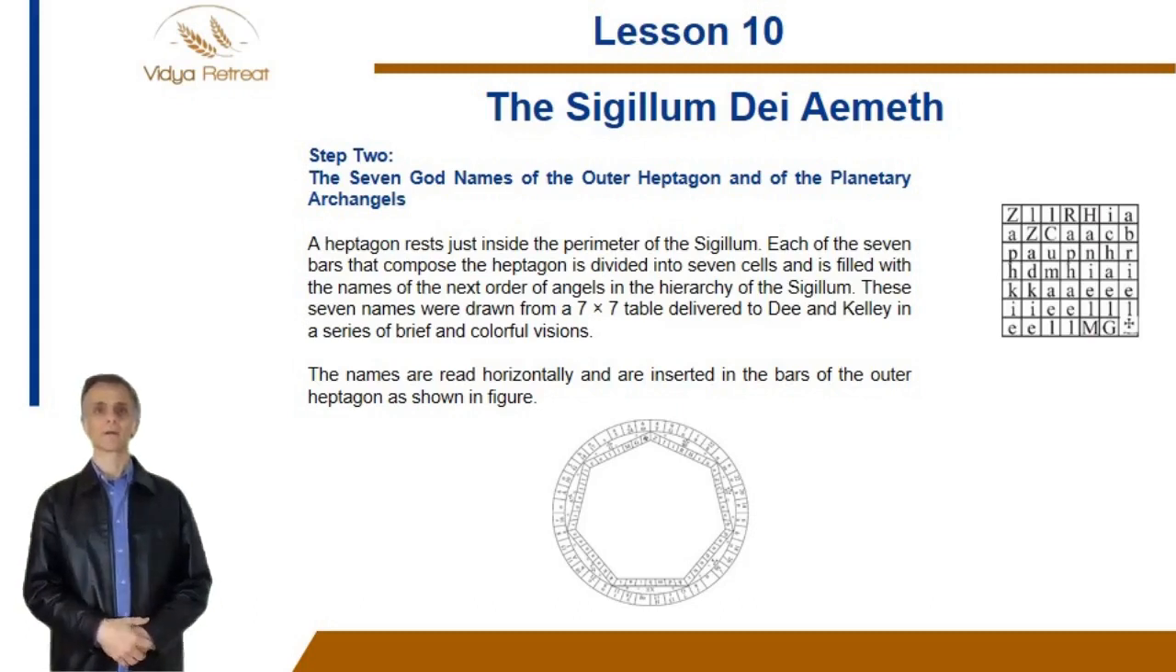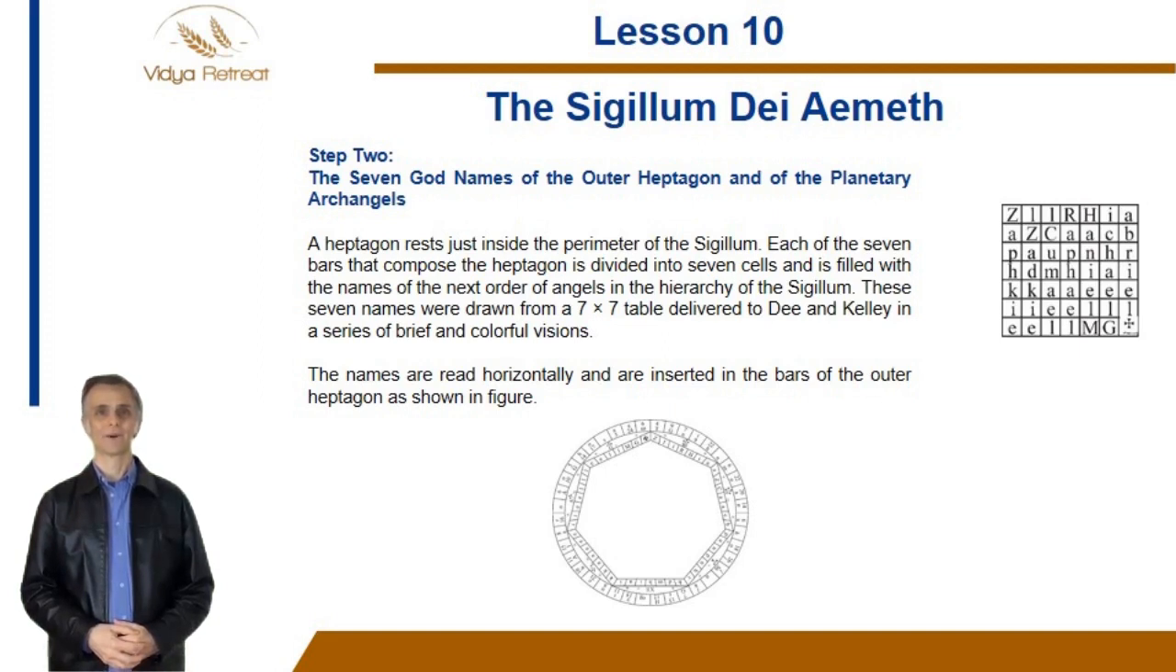Step 2. The seven god names of the outer heptagon and of the planetary archangels. A heptagon rests just inside the perimeter of the sigillum. Each of the seven bars that compose the heptagon is divided into seven cells and is filled with the names of the next order of angels in the hierarchy of the sigillum.